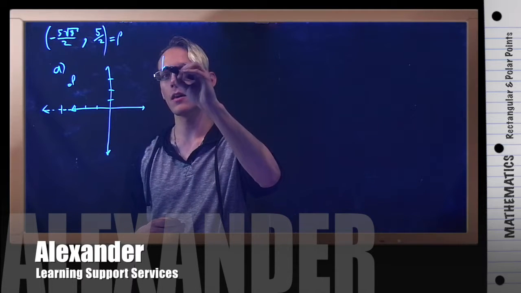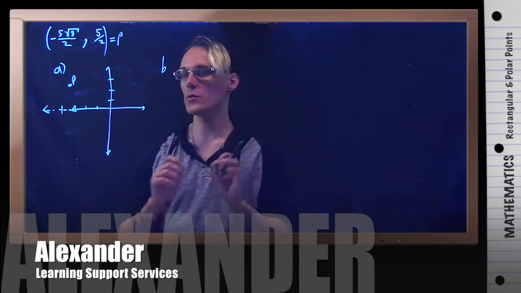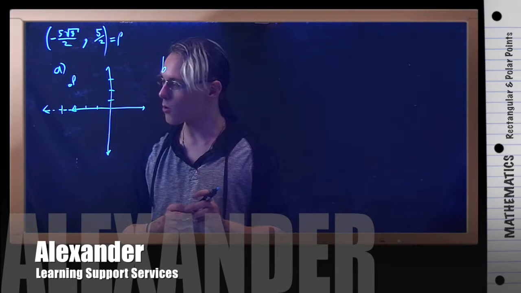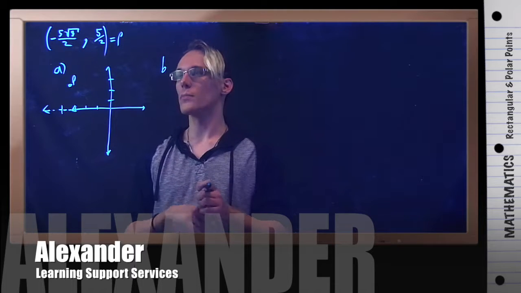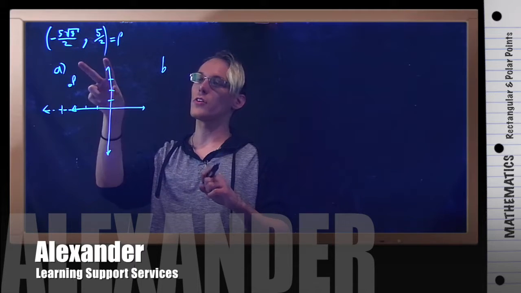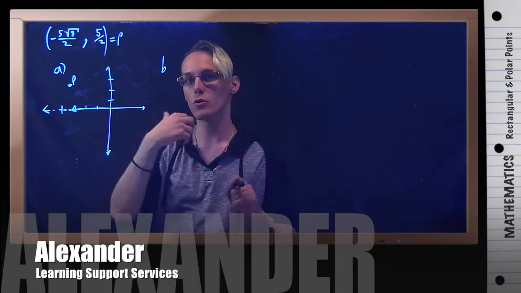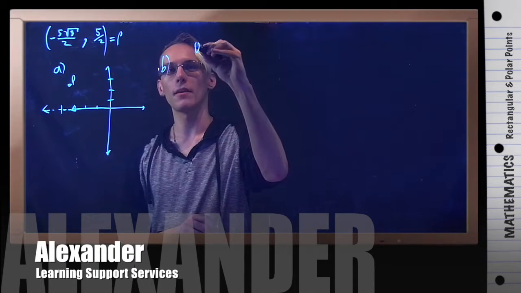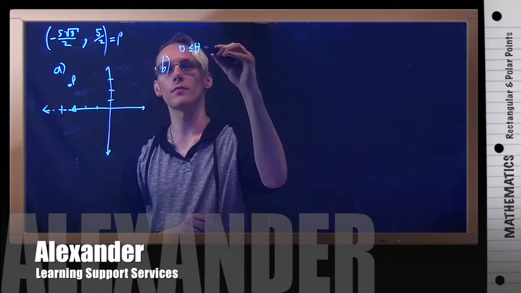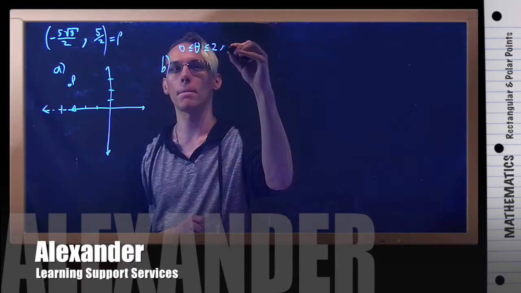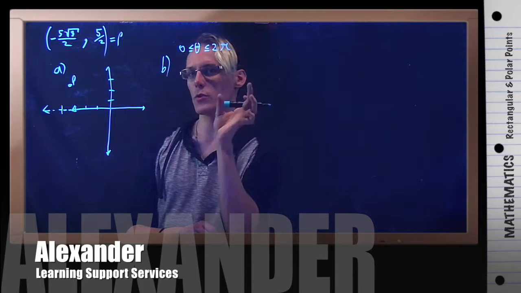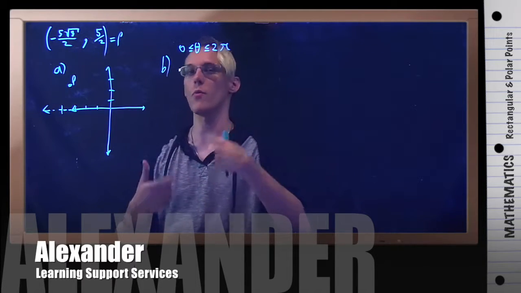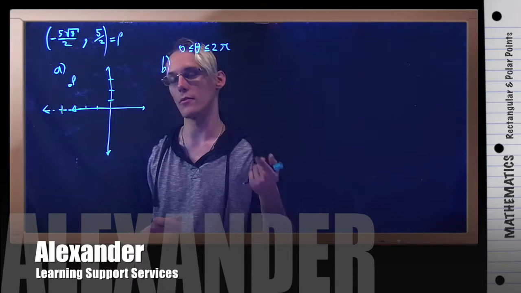Part B says, give 2 other examples of this point in polar coordinates. So first things first, I need to convert these rectangular coordinates to polar coordinates, and then I will give 2 examples where theta is between 0 and 2 pi. Note, if they didn't give this restriction that theta has to be between a certain range, you could really just give an infinite number of points that would all work because you would just keep going around and around.